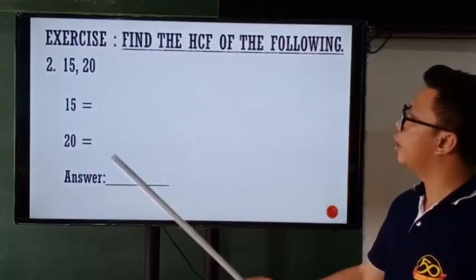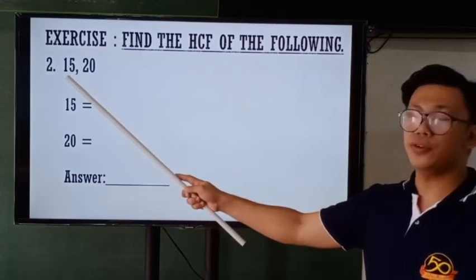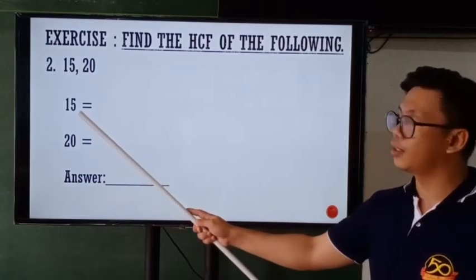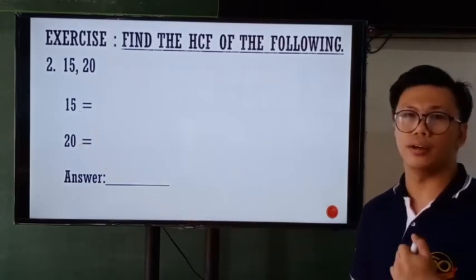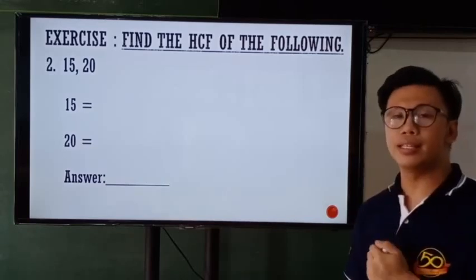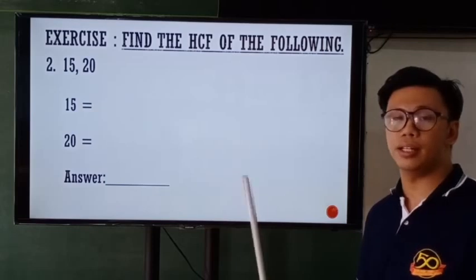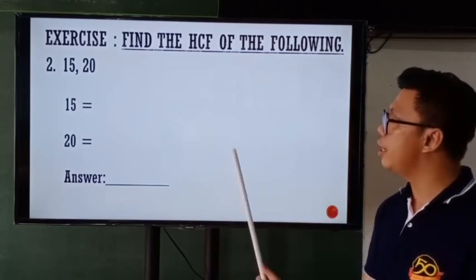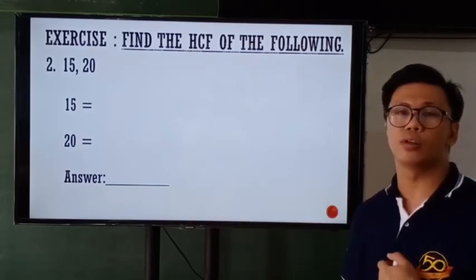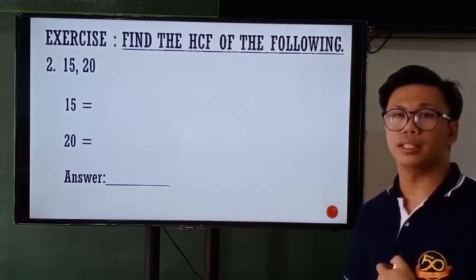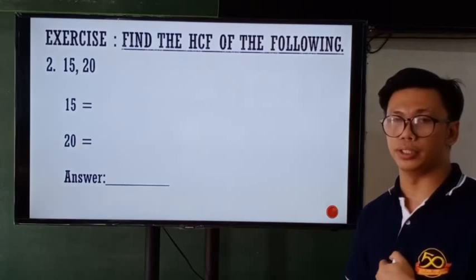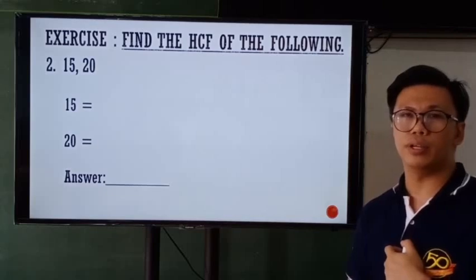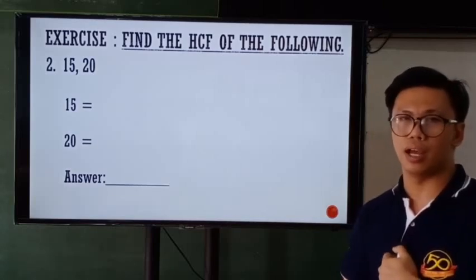Okay, let's go to exercise number 2. We have here 15 and 20. So the first method: find the factor of 15 and 20. After finding the factor, you list the numbers in ascending order. Ascending means smallest number going to the largest number. After writing, you will find the highest common factor. What is the highest common factor? That is the largest common number. Okay? After getting that, you will write your answer. So I'll give you 5 minutes to answer this. Your 5 minutes starts now.